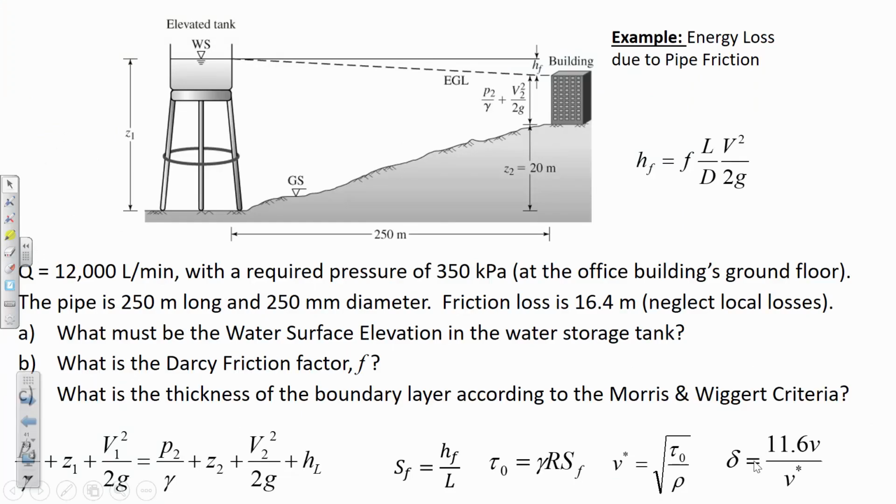By the way, I added all of the equations in one place so that you don't necessarily have to flip through the notes for part C. Okay, in part A, we're calculating how high the water has to be in the tank. Part B, we want to ask what's the friction factor that's causing this friction loss. In part C, we're just getting some practice with the thickness of the boundary layer.